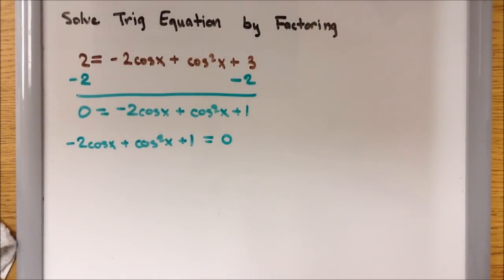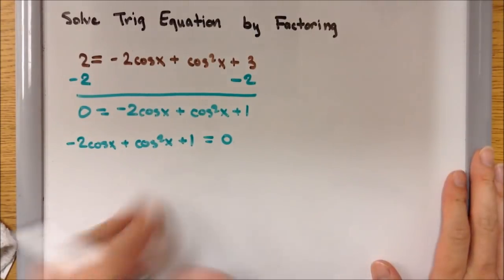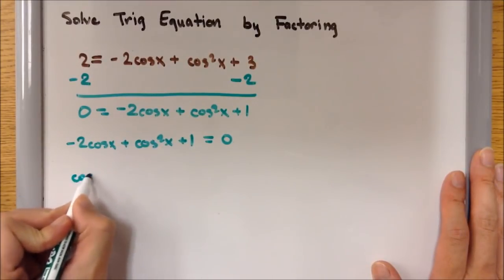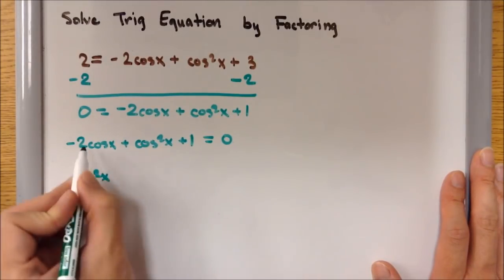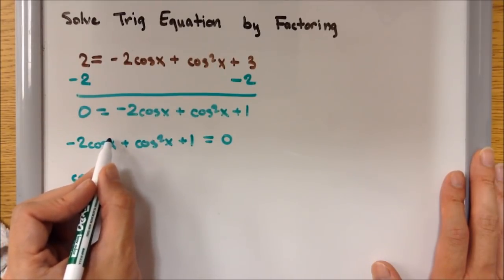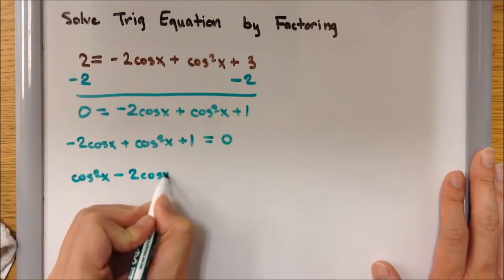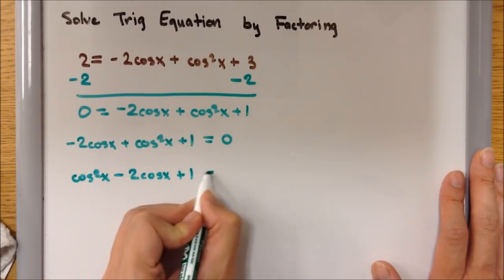Next, I'm going to rearrange it where the square comes first. So cosine square of x, and then cosine of x has an invisible exponent of 1, so I'm going to put that next. So minus 2 cosine of x, and then plus 1 equals 0.